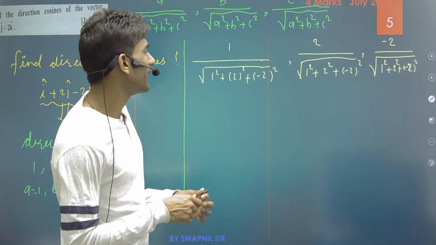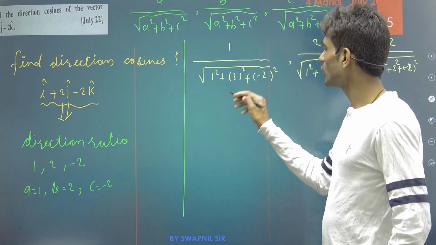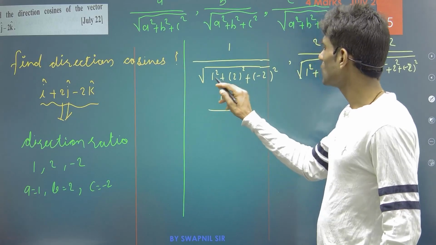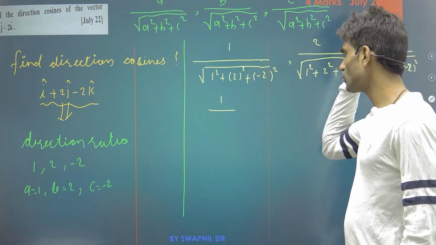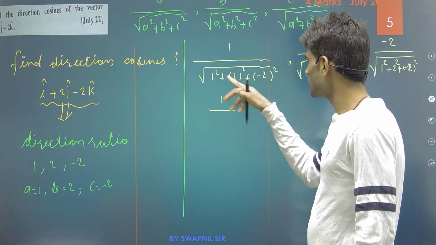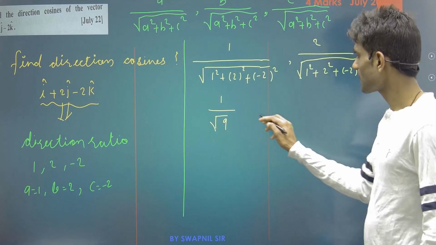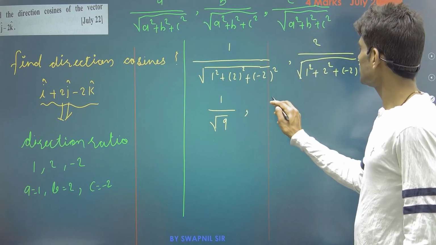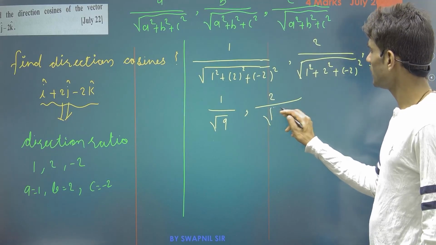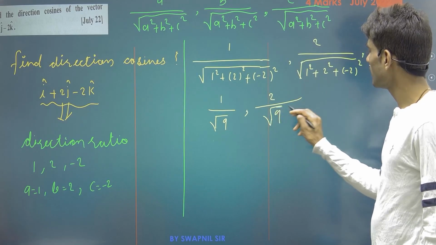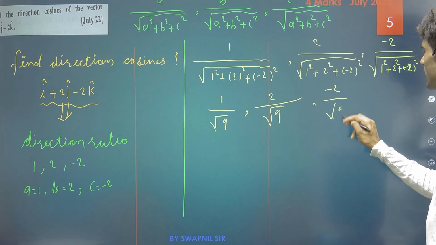Let's go for the calculations. We just need to find the square root. 1 square is 1, 2 square is 4, and minus 2 square is 4, so 4 plus 4 plus 1 gives the square root of 9. Similarly, for the second and third, the denominator is the square root of 9.